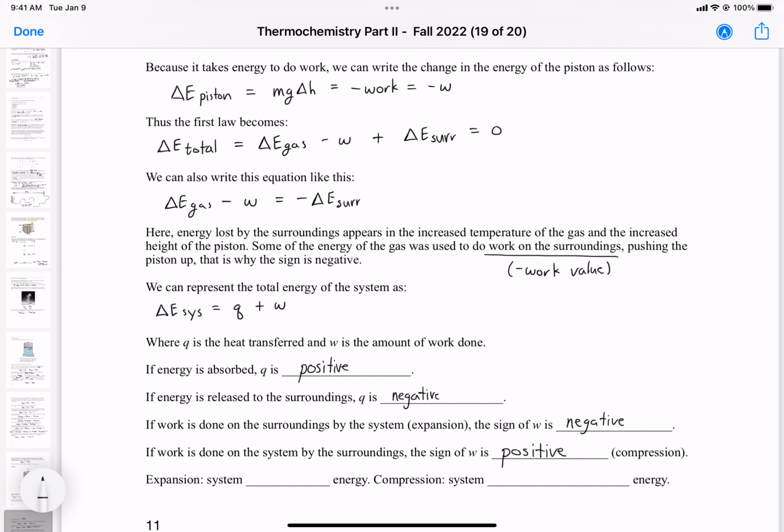Okay. So let's summarize here. Expansion, system loses energy. Okay. Compression, system gains energy. All right.